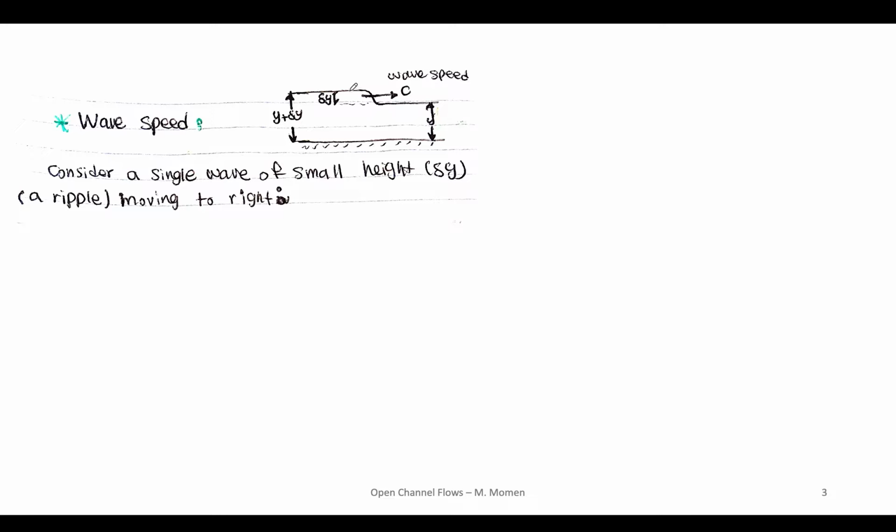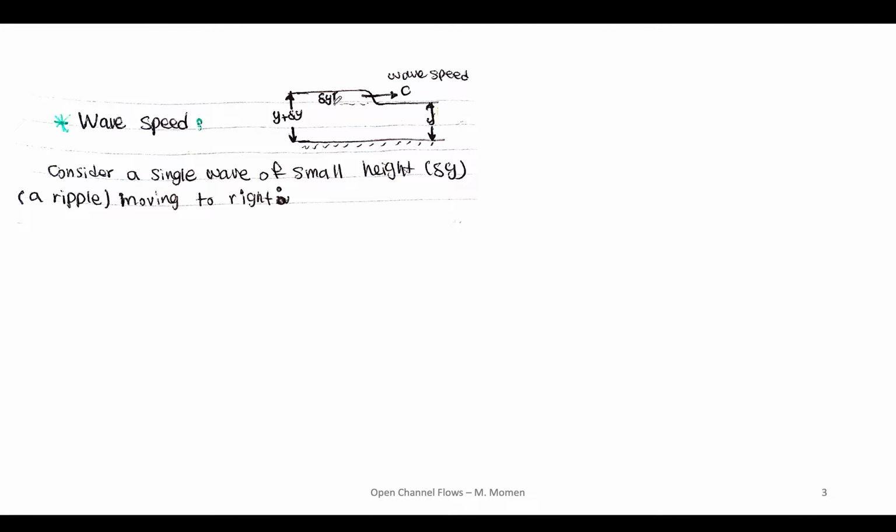So consider a single wave of small height, which is delta y shown here, which we also call a ripple, right? So for example, probably you have seen that when you throw a stone or a rock on a lake, you see that there are some ripples that are formed, and then those ripples are moving with some wave speed, right? With some wave speed, which we show as c here. And so consider a single wave of that system where we have a small height, and for example in this context this wave is moving to the right, okay?